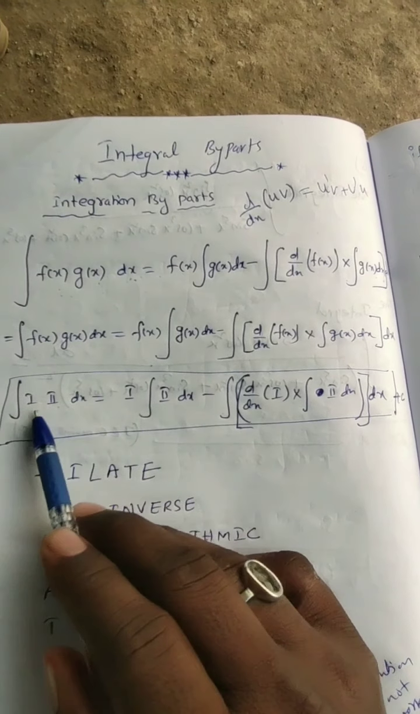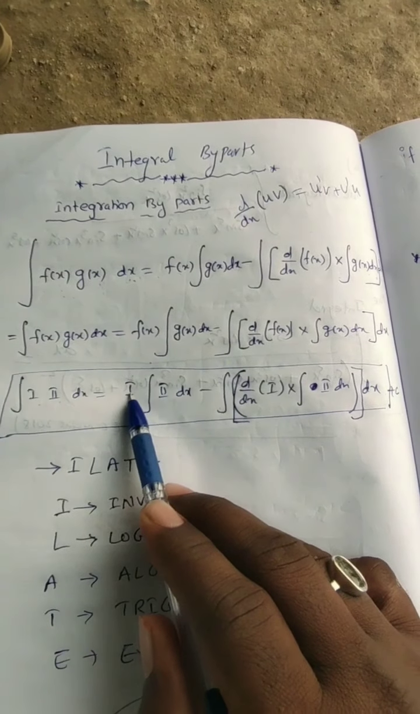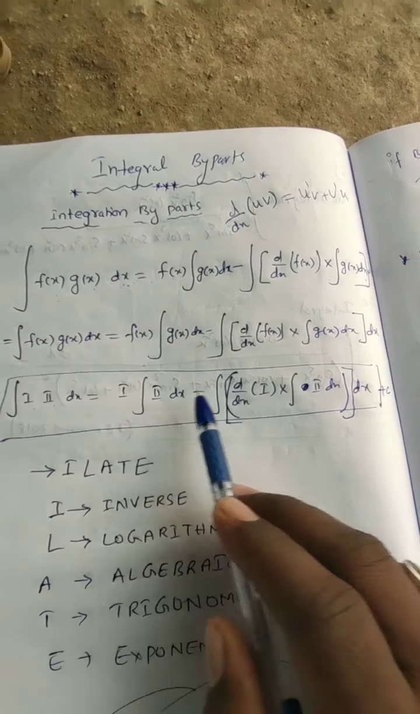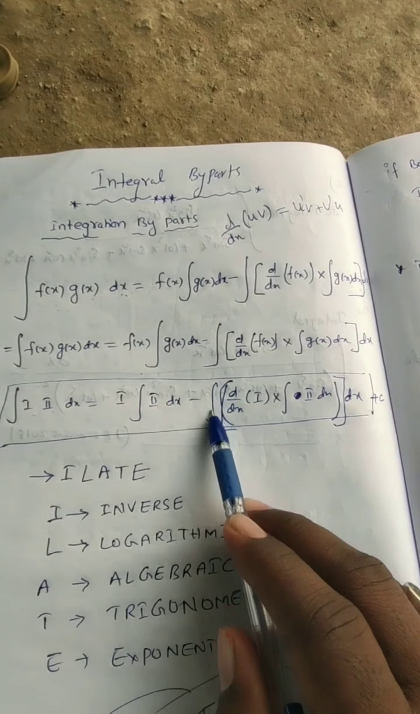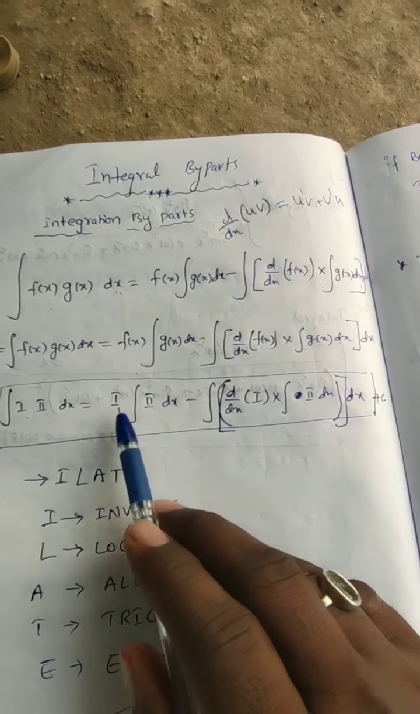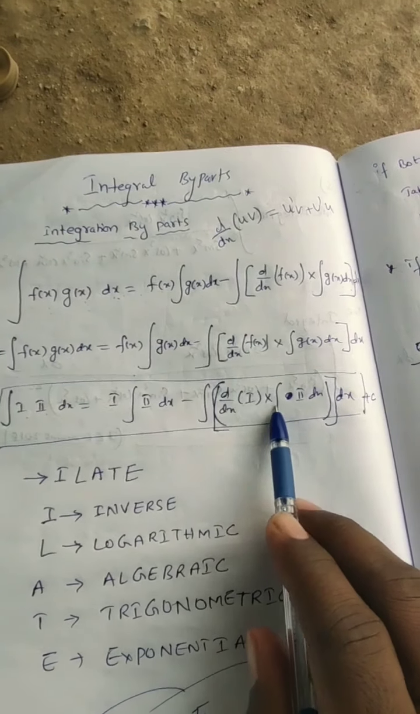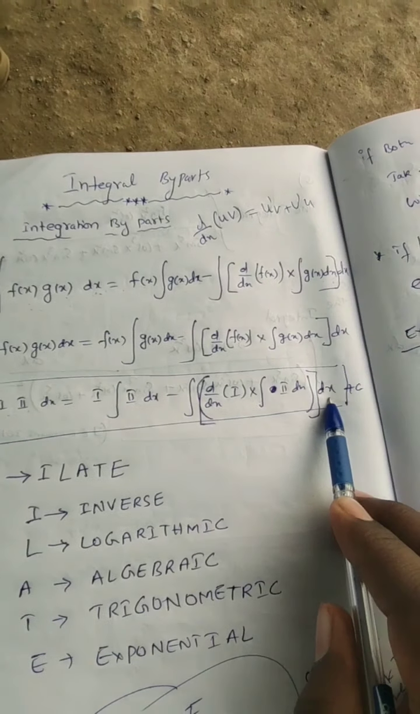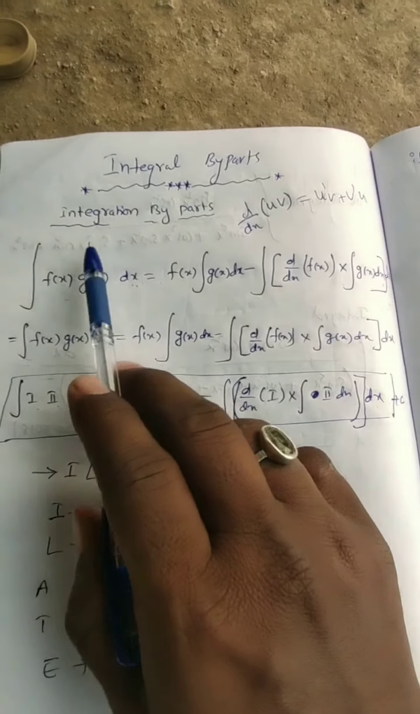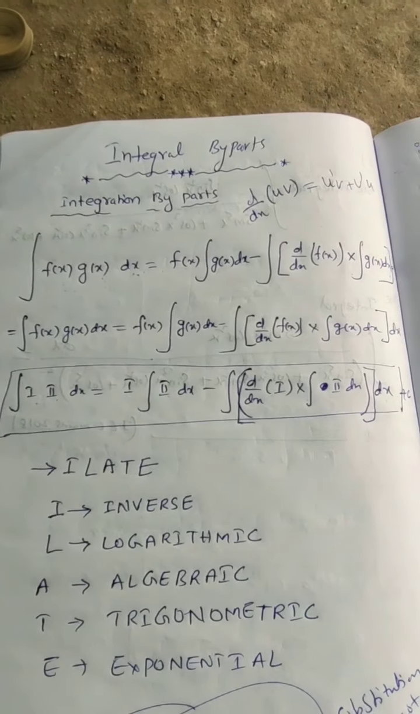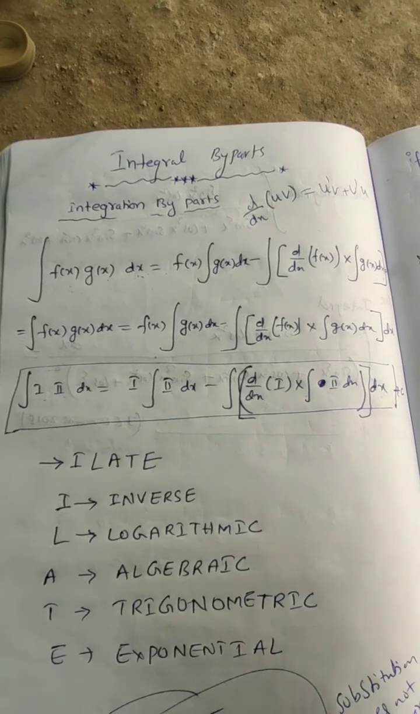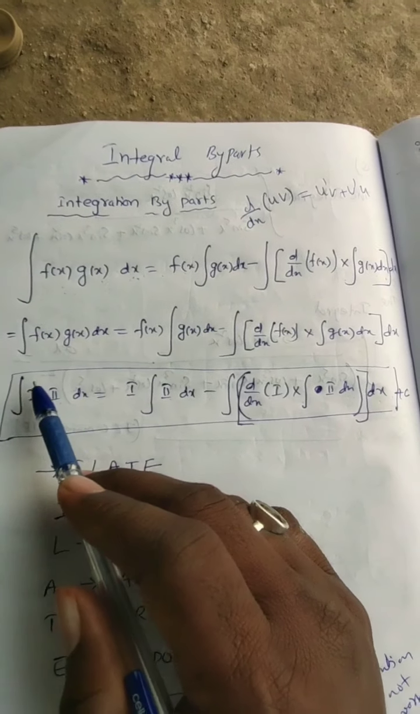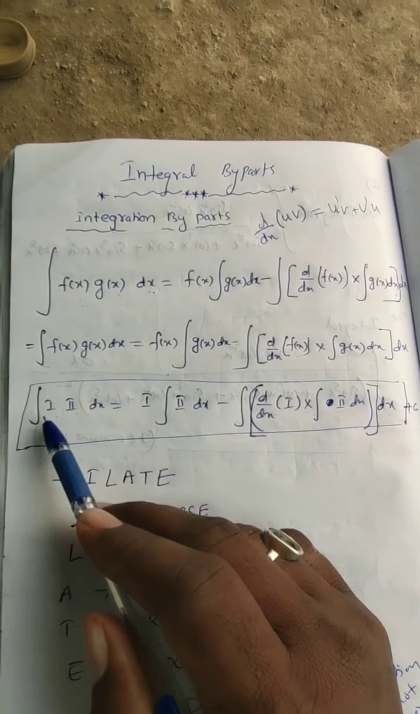When two functions are there, we keep the first function outside, then we write the integration of the second function, then minus, then we keep the integration symbol, differentiation of the first function into integration of the second function, the whole into dx plus c. This is called integration by parts. You need to remember this one. There is no other logic, and the proof is not mandatory right now. If you want, I can explain it in the class.